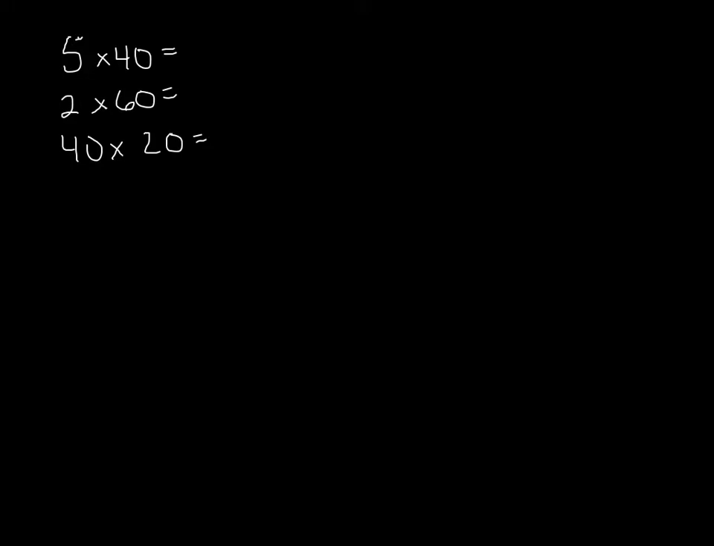So 5 times 40 is 200. 2 times 60 is 120. And 40 times 20, well 4 times 2 is 8 with 2 zeros, so that's 800. Please erase your boards. Get ready for the next three problems.